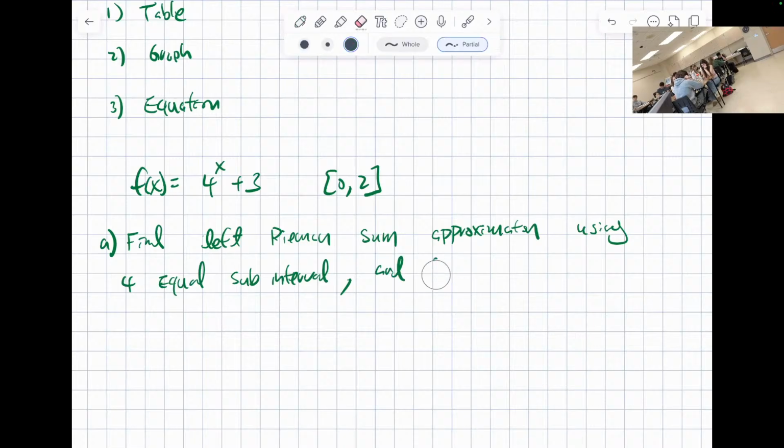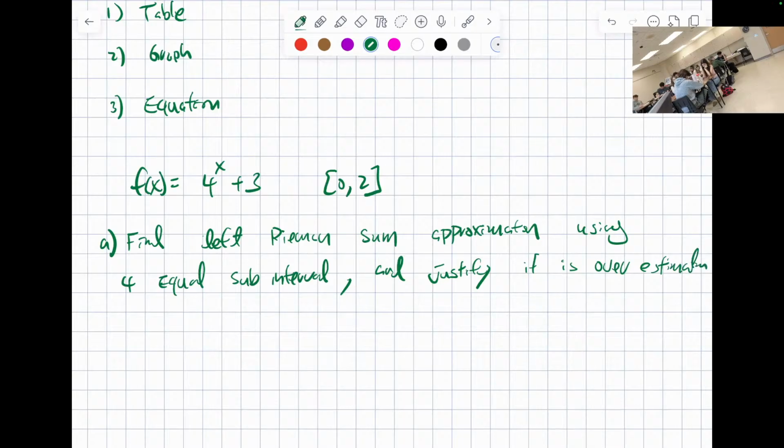And describe or justify if it is an overestimation or underestimation. Okay, so this is the goal. So first of all, using left-hand approximation with 4 equal subintervals. 4 equal subintervals. So let's try it.